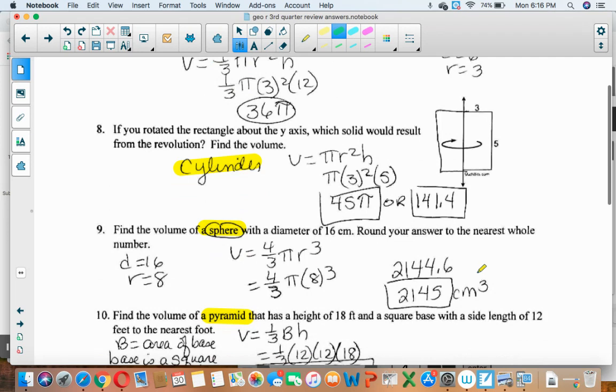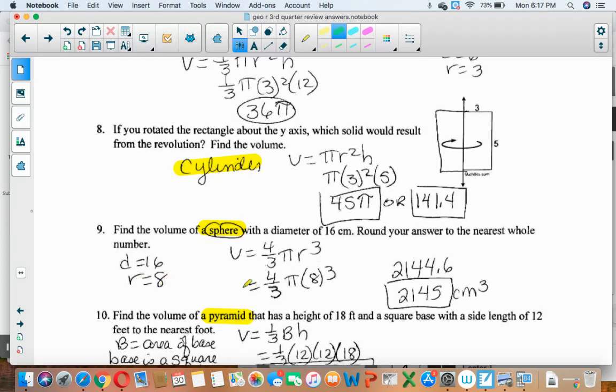A sphere, again, the formula is on your reference sheet, is 4/3 pi r cubed. Please make sure that you're doing pi r cubed. A lot of people do pi r squared because they're used to that with area, but this is 4/3 pi r cubed. If the diameter of my sphere is 16, then that means my radius is 8. The radius is just half of the diameter.